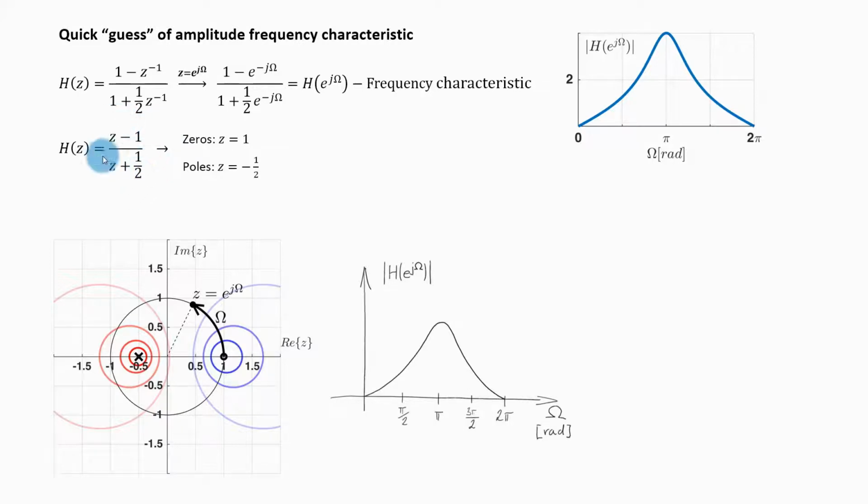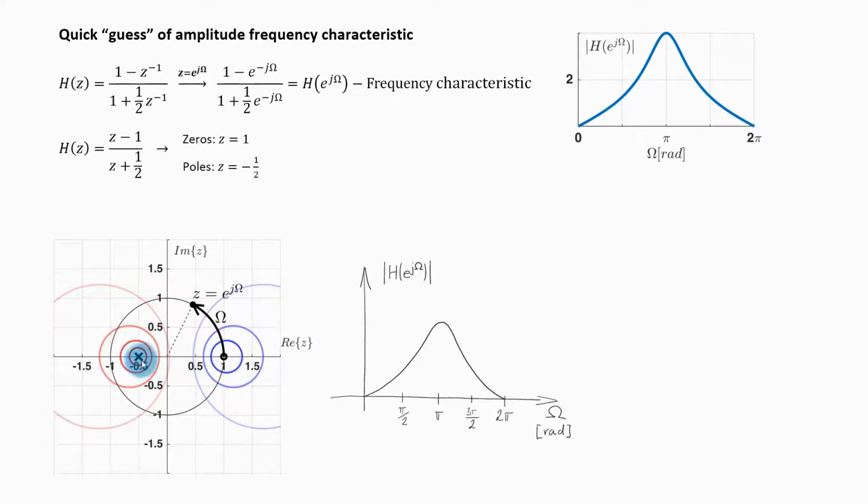So this transfer function has 0 at 1 because when I substitute 1 here, the entire transfer function will be 0. And this transfer function has a pole at minus 1 over 2 because when I substitute minus 1 over 2 here, the entire transfer function will be infinite. When I plot these zeros and poles into the z-plane, I get this. This is my 0 and this is my pole.